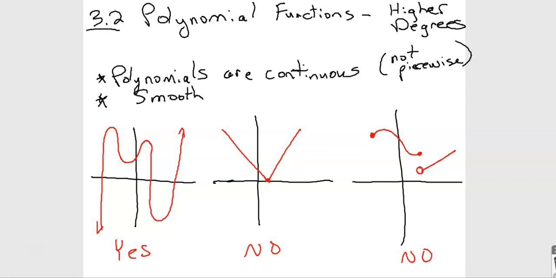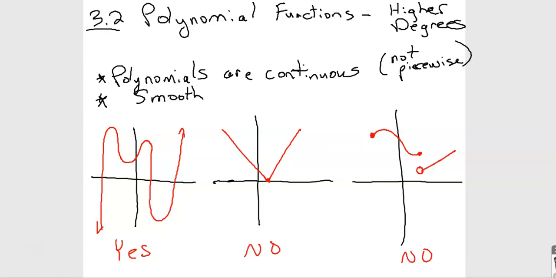This is 3.2, polynomial functions of higher degrees. We just got done studying quadratics, and once you understand the basic idea of quadratics, the next step is to do any type of polynomial that's third degree, fourth degree, fifth degree, any type of thing. So first of all, polynomial functions are continuous.